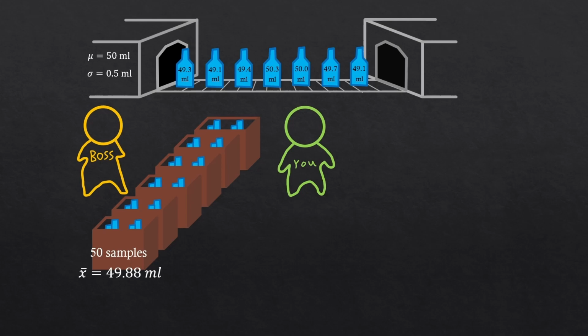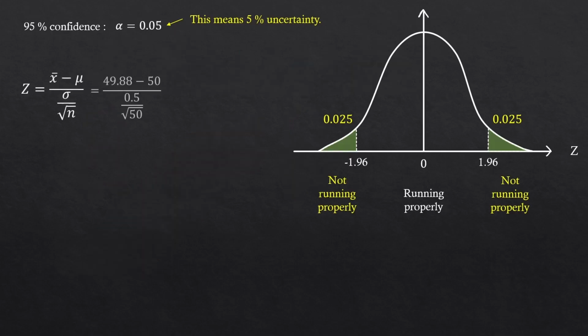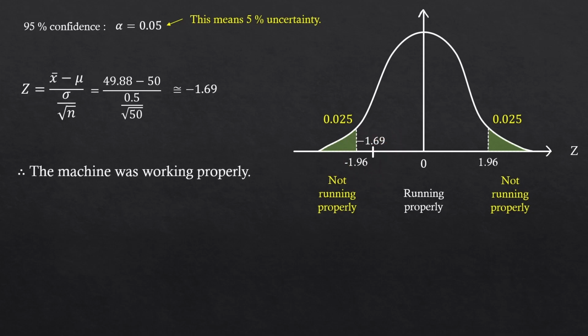Anyway, back to here. So now the average value has slightly changed. Let's do the same thing. You get minus 1.69. It seems the machine was working properly. Then why did we get the wrong result before? Like, we just learned that as we take more samples, the value should be starting to escape from the region. Why did it go back in with more samples?